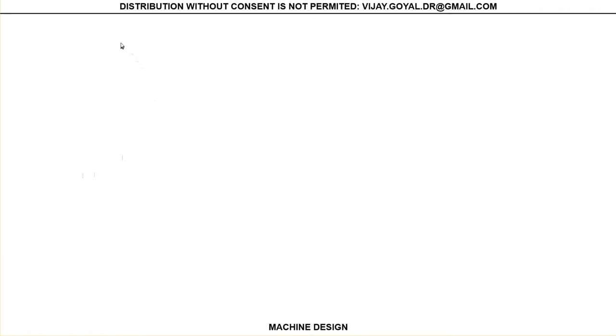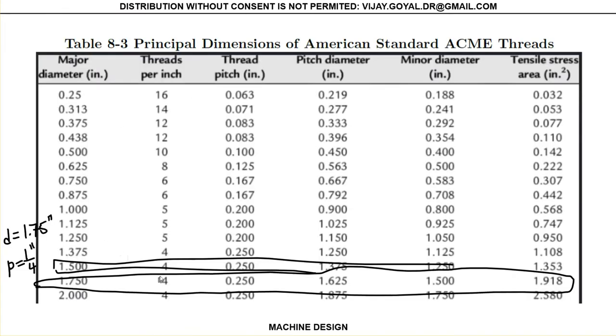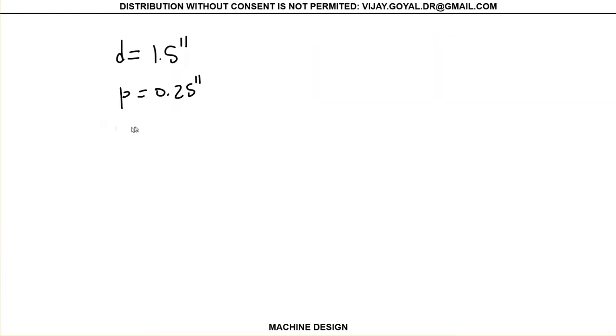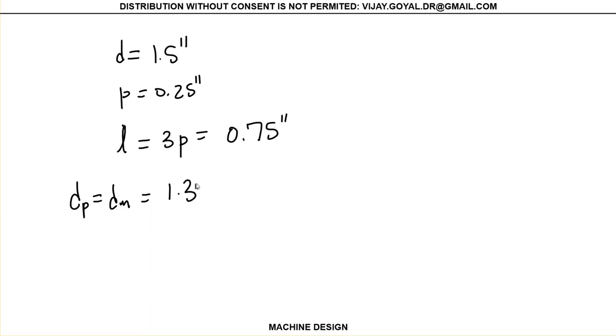And then you use this, and you say, well, a diameter is 1.5. Your pitch is 0.25 as well. Look at the problem. This is 4, so it's 0.25, and this is 1.37. So your lead will be 3 times pitch. This gives you 0.75 inches. Your mean or pitch diameter will be 1.375 inches.